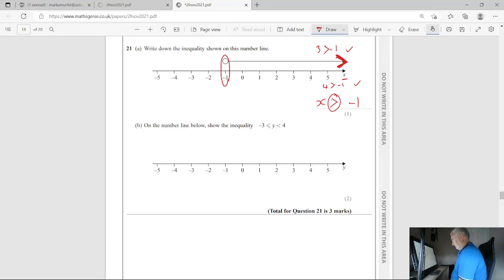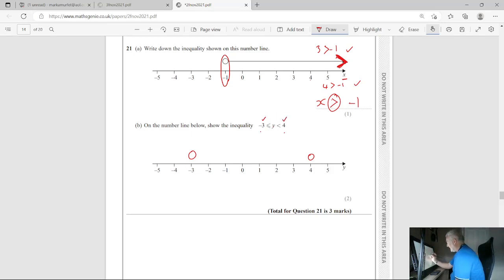Right, on the bottom one, B, the number line below shows the inequality. So we've got two numbers now. Okay, we can see that y is smaller than 4, and we can see that y is bigger than or equal to -3. So I need to draw two circles. So let's draw two circles for a start. There's my -3. There's my +4. So I've drawn my two circles.